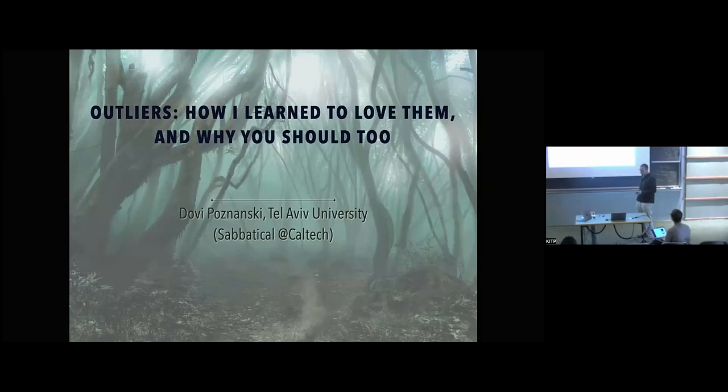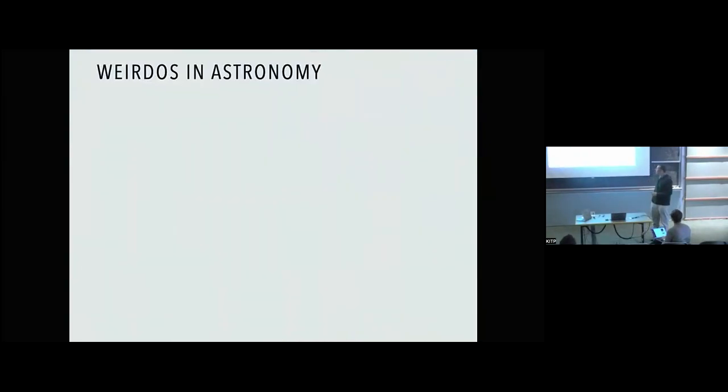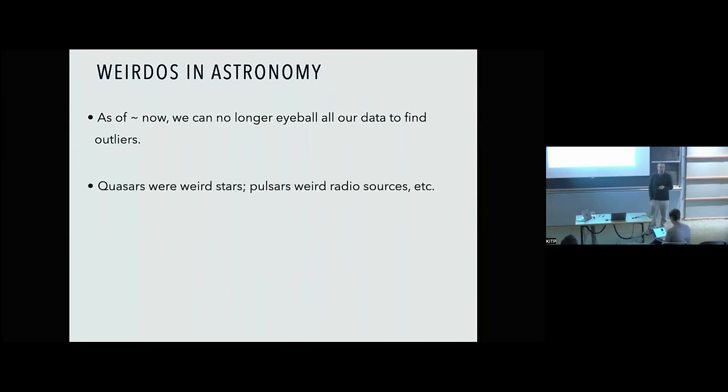So let's start by talking about weirdos in astronomy. Specifically, and I'm talking here from an observer's perspective, we're generating, I don't want to say too much data, but a lot of data. With so much data, we can no longer look at everything by eye. We can no longer say, oh, here's something we've never seen before. But that's how we discovered quasars, and that's how we discovered pulsars, and many things were discovered because somebody looked and said, oh, that's something we've never seen before.